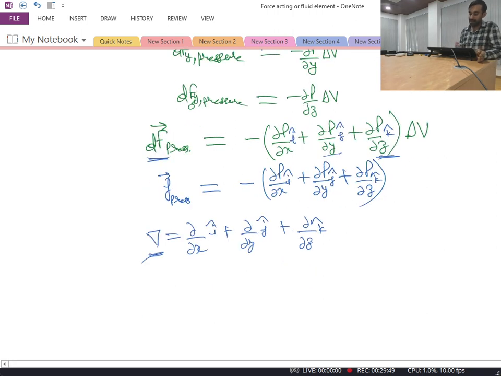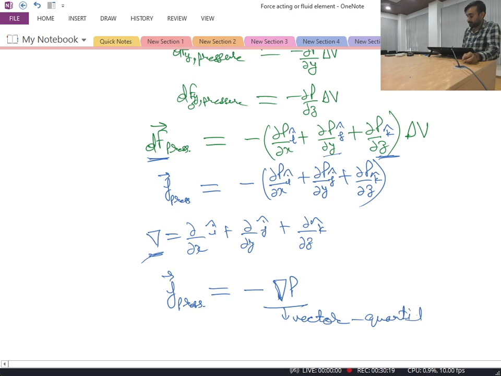So when I apply this del operator over the pressure field, I can write over here that F pressure is equal to minus gradient of pressure, because pressure over here is a scalar quantity. So I have to take the gradient of this. The gradient is actually a vector quantity now.